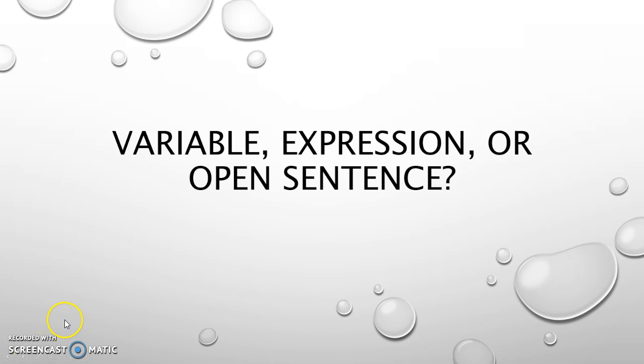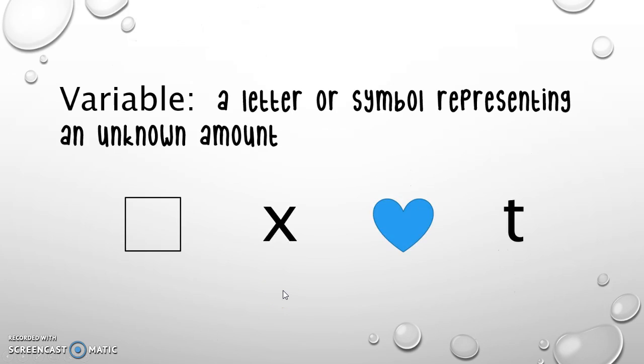Okay, so I used a couple of terms that I've never heard before in math class. I used the term expression and open sentence, and then there's one more that I'm going to throw at you this week, and that is variable. If something is variable, it means it's able to be changed, or it might be different depending on the given problem. So the variable is a letter or a symbol representing an unknown amount, the thing I don't know.